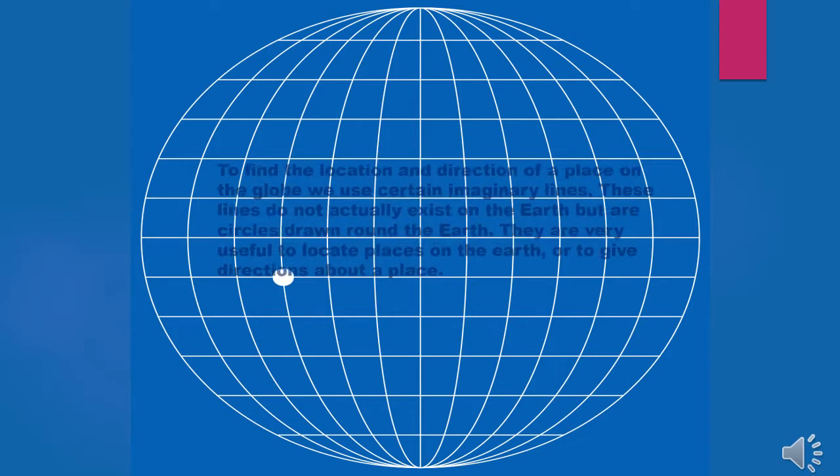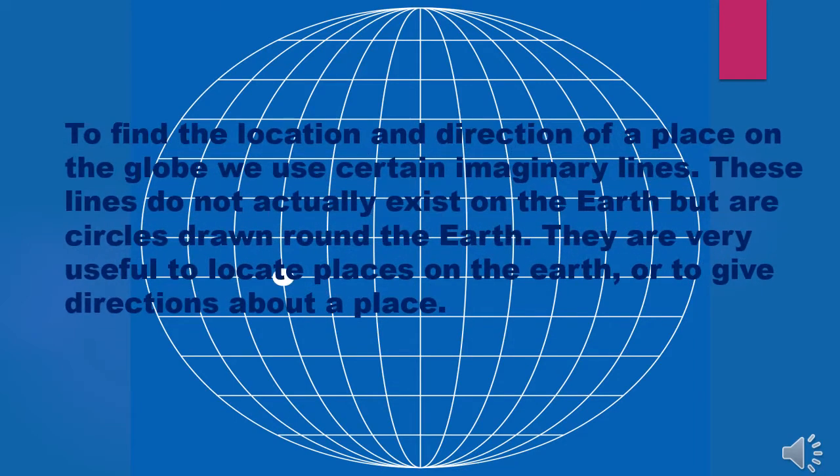These lines do not actually exist on the earth but are circles drawn round the earth. They are very useful to locate places on the earth or to give directions about a place. Children, on the globe, these lines are just imaginary lines to know exactly the places where it is located.